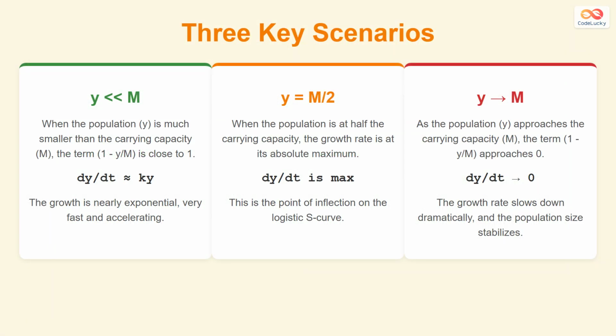Let's consider three situations. First, when the population is very small compared to the carrying capacity, the growth is almost exponential. Second, when the population reaches exactly half of the carrying capacity, the growth rate is at its peak. This is the fastest the population will ever grow. Third, as the population approaches the carrying capacity, the growth rate slows down significantly, approaching zero.